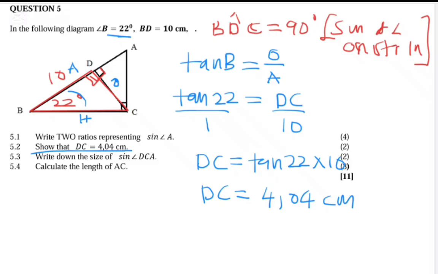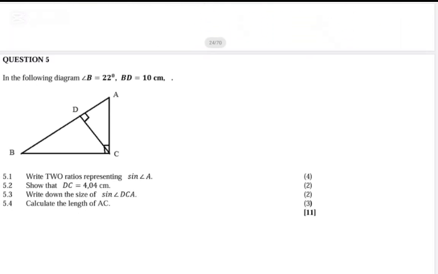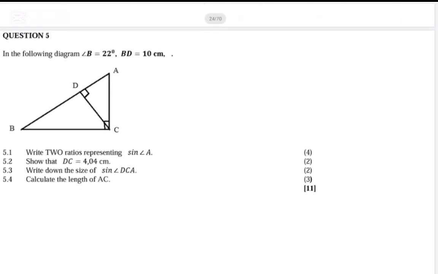The next question, they say write down the size of angle DCA, which is 2 marks. Let me just try to do this in a different one. We need to first understand this. They are looking for angle DCA. In other words, they're looking for this angle that is here. They're talking about this angle that is here. They want that kind of an angle.